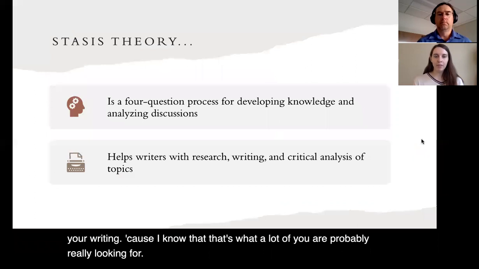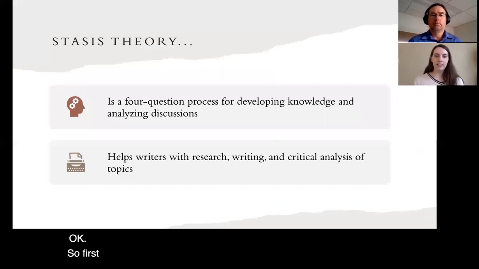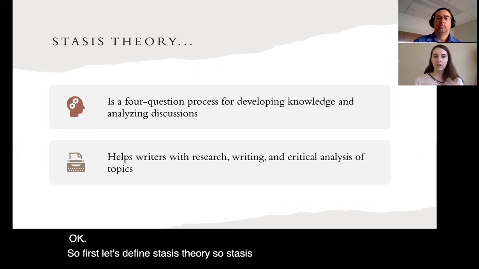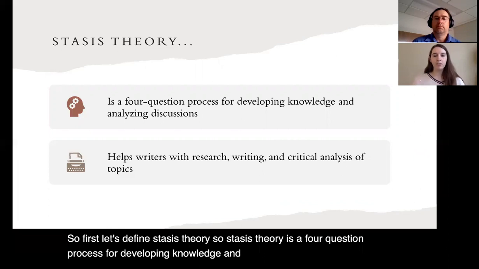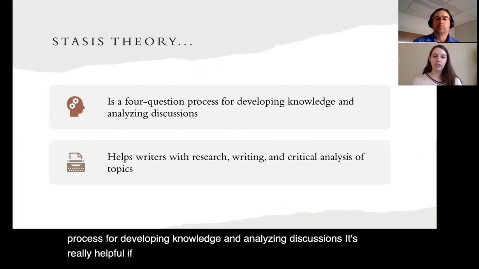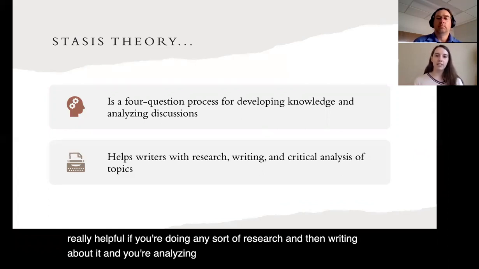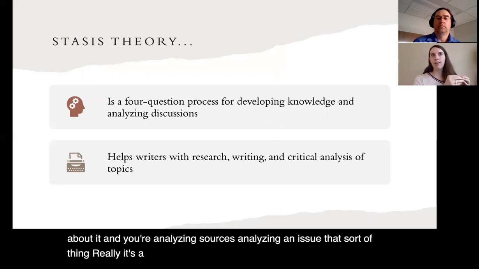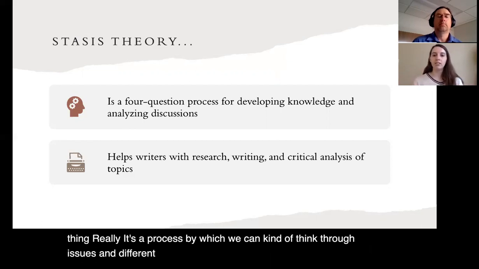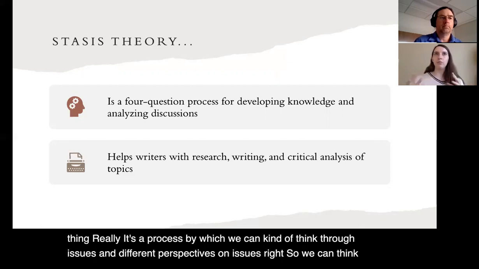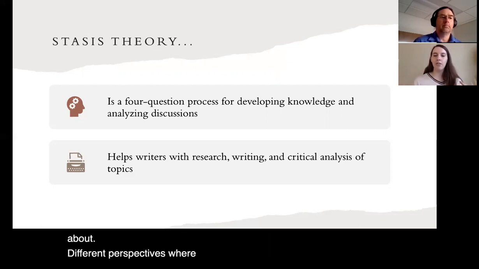Okay. So first, let's define stasis theory. So stasis theory is a 4-question process for developing knowledge and analyzing discussions. It's really helpful if you're doing any sort of research and then writing about it and you're analyzing sources, analyzing an issue, that sort of thing. Really, it's a process by which we can kind of think through issues and different perspectives on issues, right? So we can think about different perspectives, where people stand, and how those understandings relate to each other.